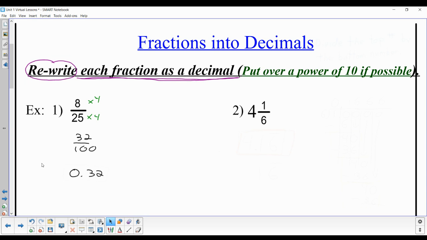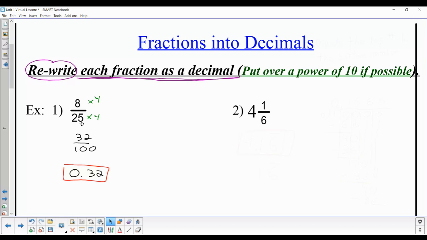If you did not know how to write the decimal 32 hundredths, all you do is put the 2 in the hundredths place. After a decimal, you have the tenths place, the hundredths place. You put the 2 in the hundredths place and just fill in the rest. So if you're going to do what I consider to be the easier method, you just turn your denominator into a power of 10, and then whatever the numerator is, that's going to be your decimal.